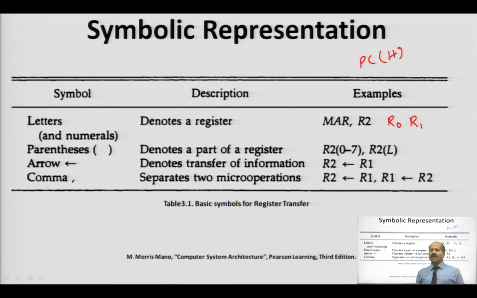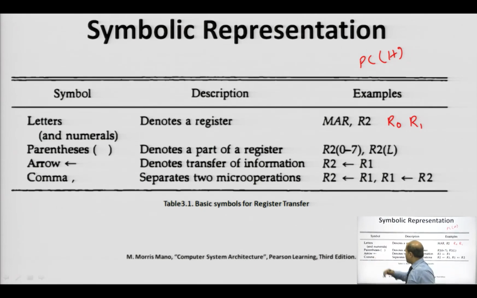Actually, we are transferring a copy of data from one register to another register. The register from which it is transferred is called the source register, and the register to which it is transferred is called the destination register. So, in this case R1 is the source register and R2 is the destination register, and this arrow shows the direction of data transfer. Actually, we are copying the content of R1 to R2.